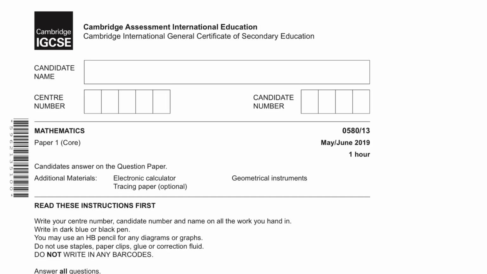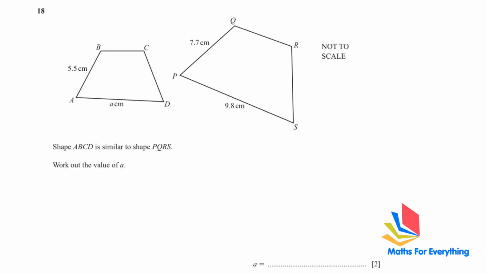Today we are going to solve Cambridge IGCSE Mathematics Paper 1 Core 0580 Variant 13 May-June 2019, question number 18 onwards. Question number 18, we have been given two shapes and they both are similar. We have to find the value of A.